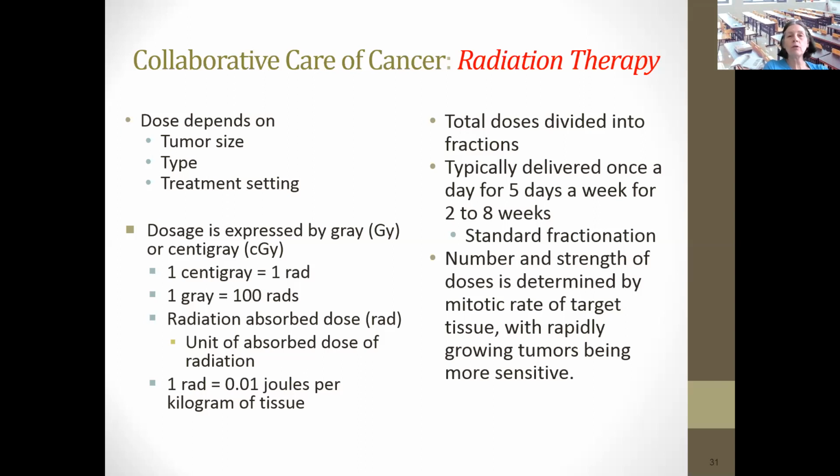So a rapidly growing cell is going to be more susceptible to radiation because the DNA is more active, so we can destroy that DNA and stop it from reproducing, all the better.